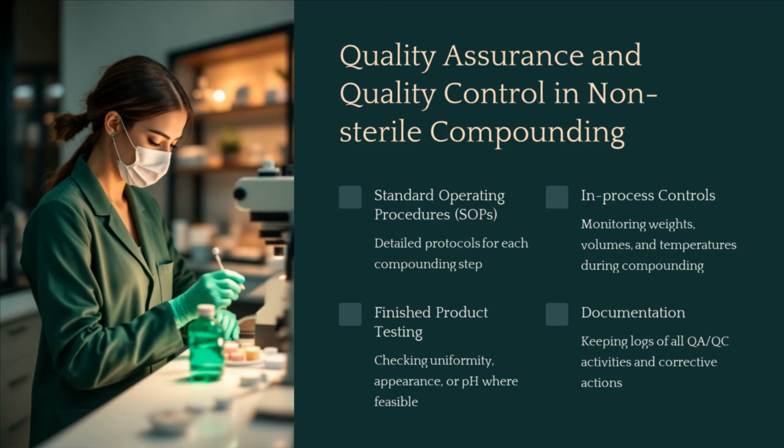Quality assurance involves standard operating procedures, in-process controls, finished product testing, and documentation. These measures ensure uniformity, appearance, and pH of compounded products, along with keeping logs of all QA/QC activities.